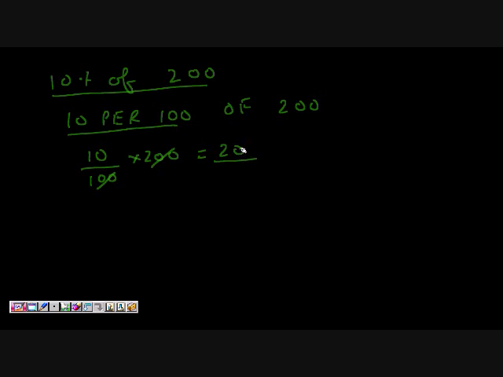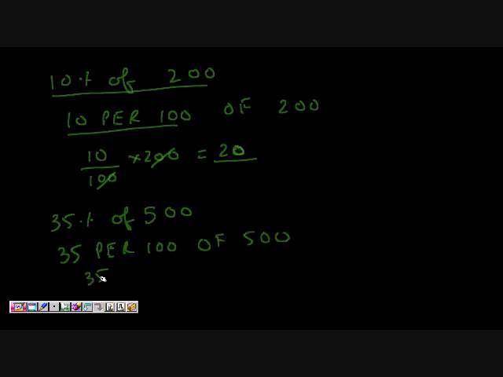Okay. Let's say you want to find out 35% of 500. Another way of saying it is 35 per 100 of 500, which is equivalent to 35 divided by 100 into 500. These two zeros cancel out. So this is 35 into 5, which is 175. So 35% of 500 is 175.